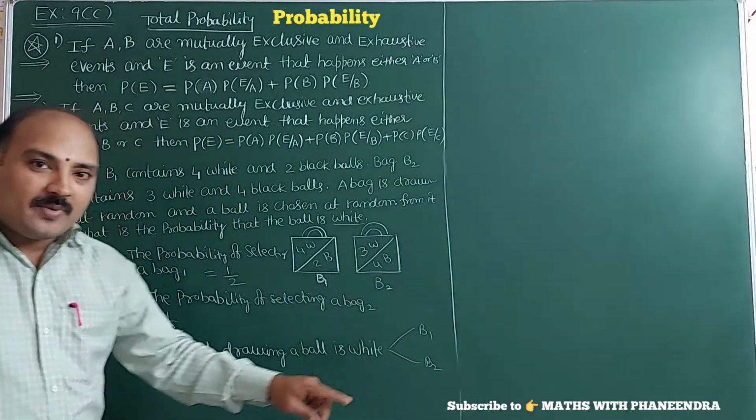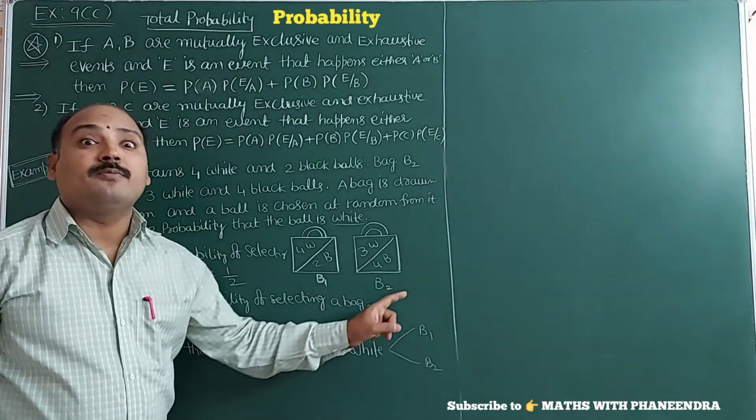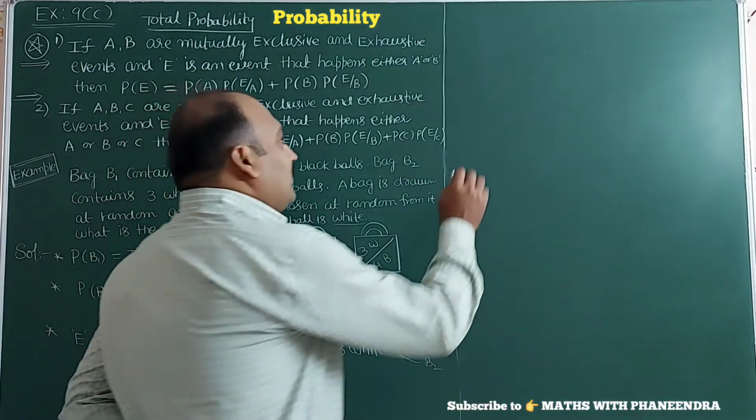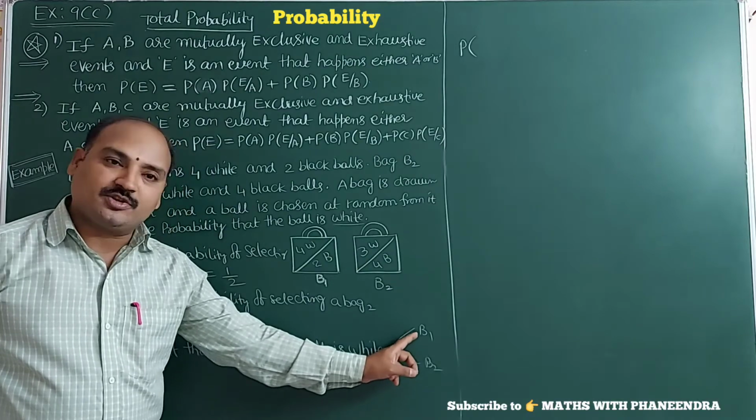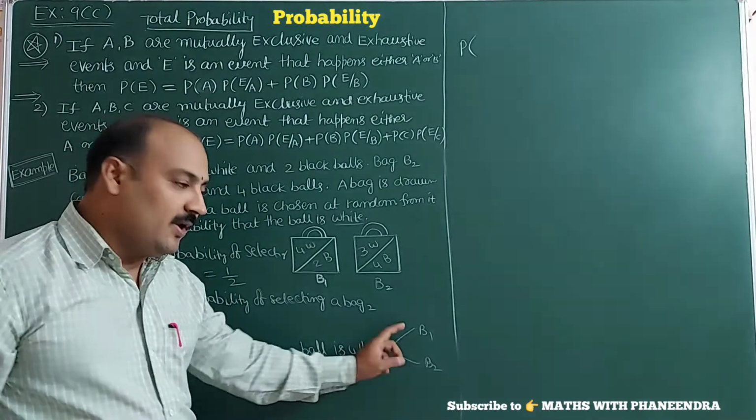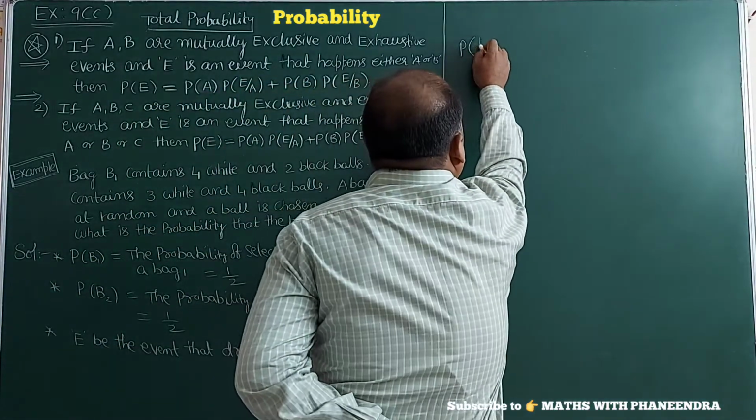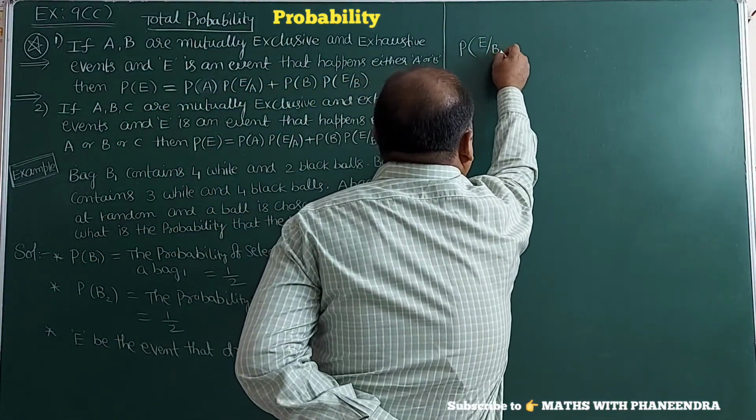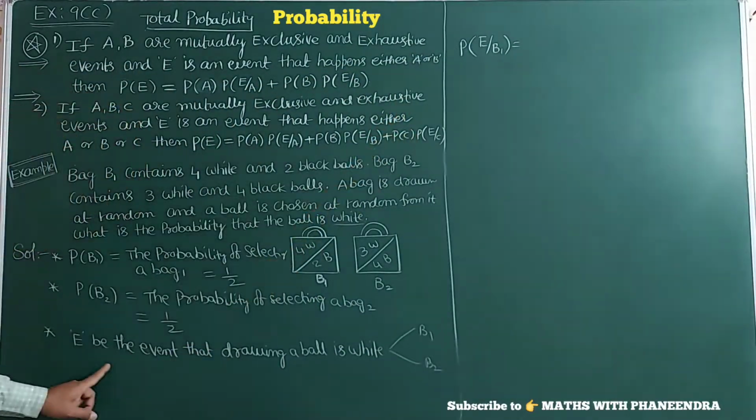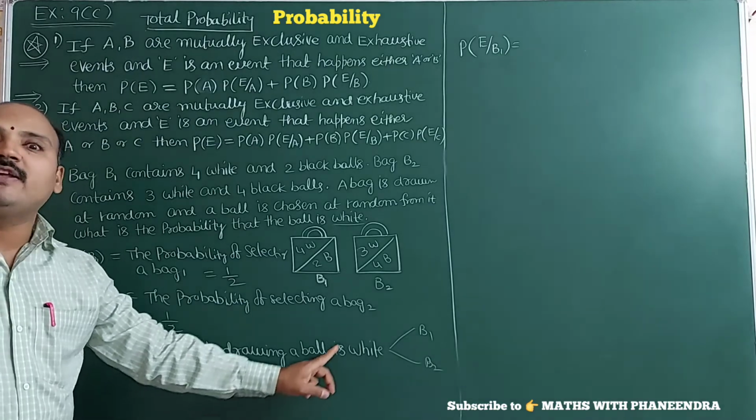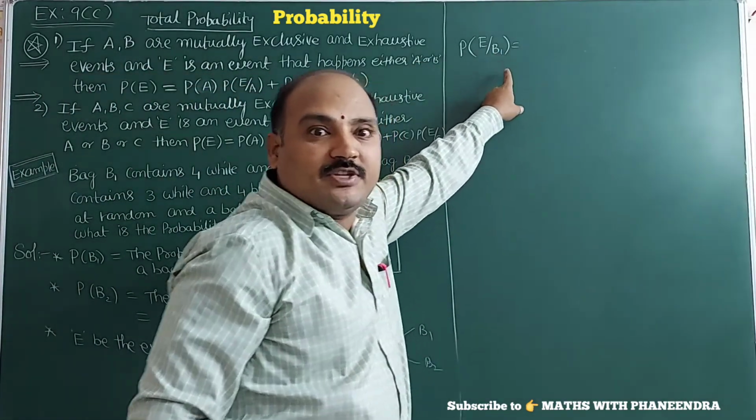So what is the probability? The event that drawing a ball is white from bag 1. See here, the first possibility I am writing here, students. The first possibility, B1. P of E by B1: what is the meaning of P of E by B1? E represents the probability of drawing a ball that is white, given that it is selected from which bag?